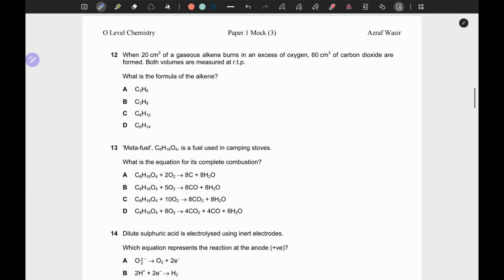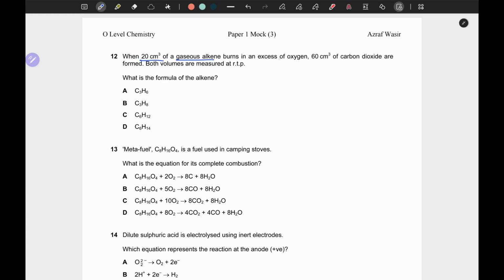Moving on to number 12, when 20 cm cube of gaseous alkene burns in an excess of oxygen, 60 cm cube of carbon dioxide are formed. Both volumes are in RTP. What is the formula of the alkene? So immediately, if you look at B and D, they can't be the answer because both of them are alkanes.